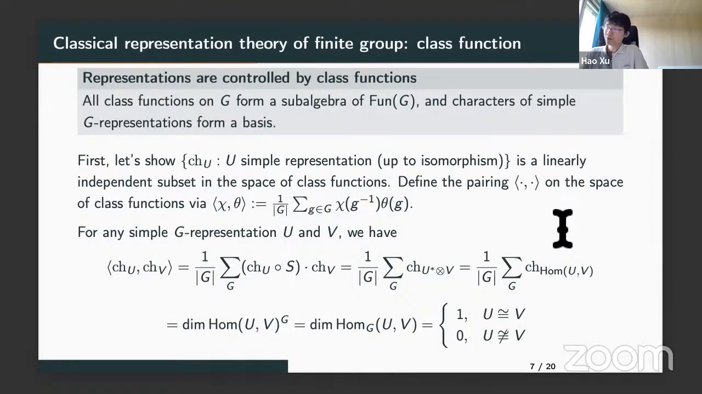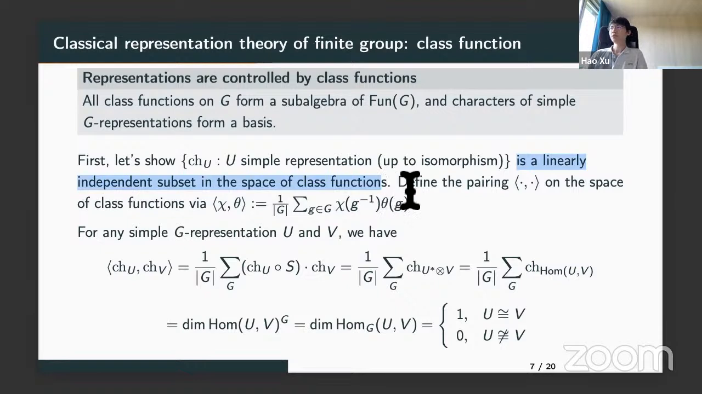With the fixed point formula, now we can prove a very central result in classical representation theory of finite groups, which says irreducible G characters form a basis for all class functions on G. Now we first show that it is a linearly independent subset.